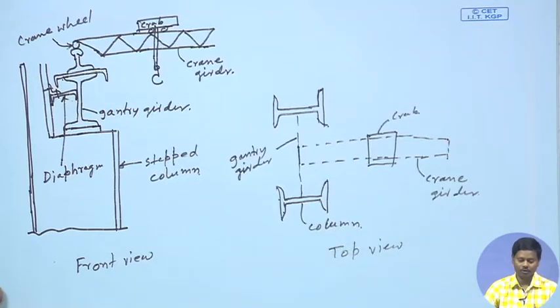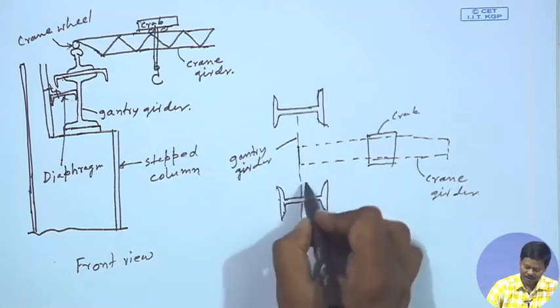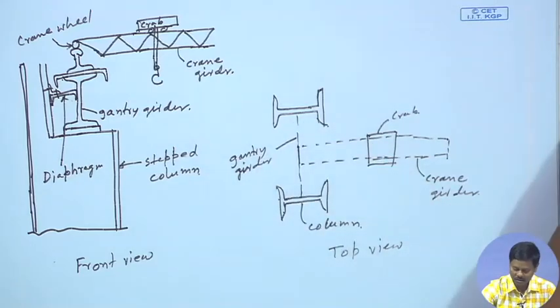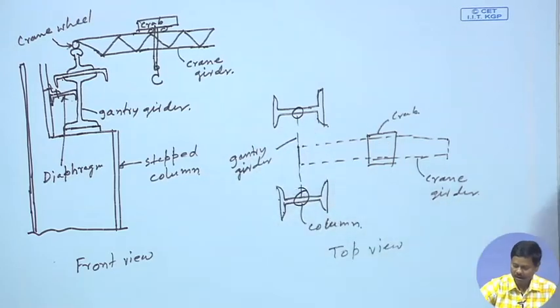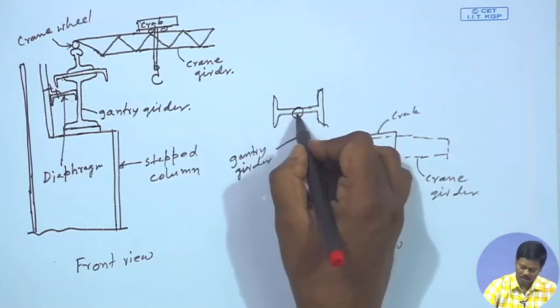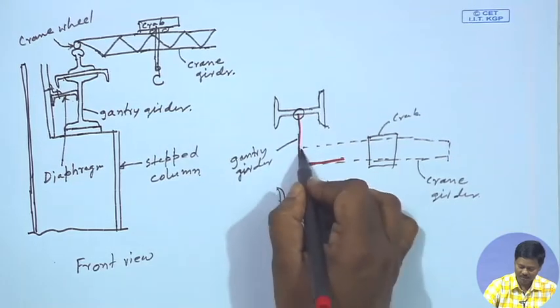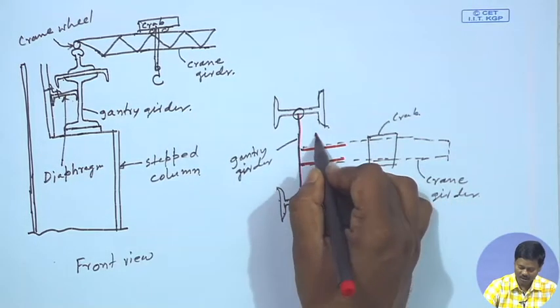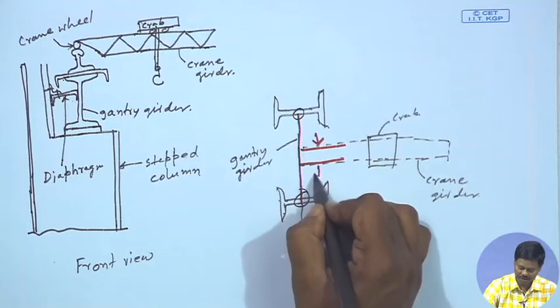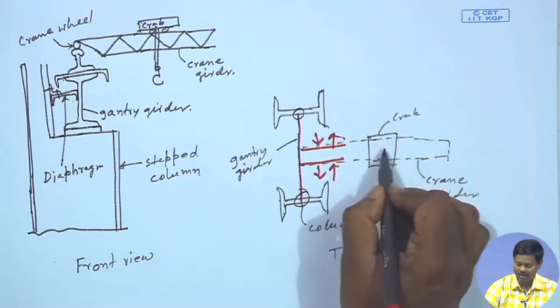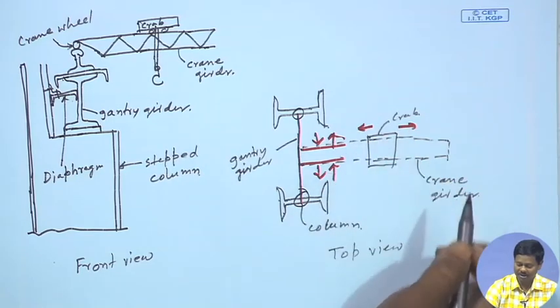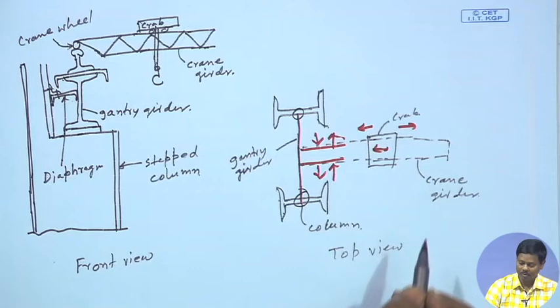Okay. So, the general arrangement of a gantry girder can be shown like this, and here we can see that the gantry girder is supported on two columns here and here, and then along this gantry girder the crane is moving, in this direction or in this direction, right. And this crab can move in this direction, right.